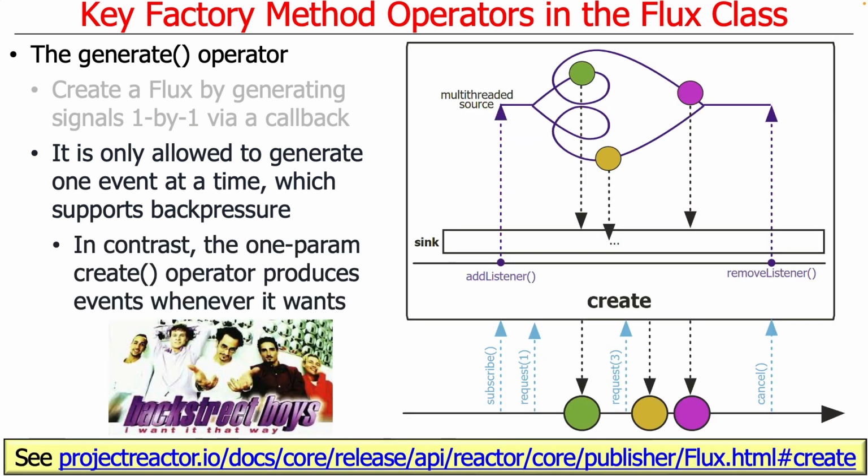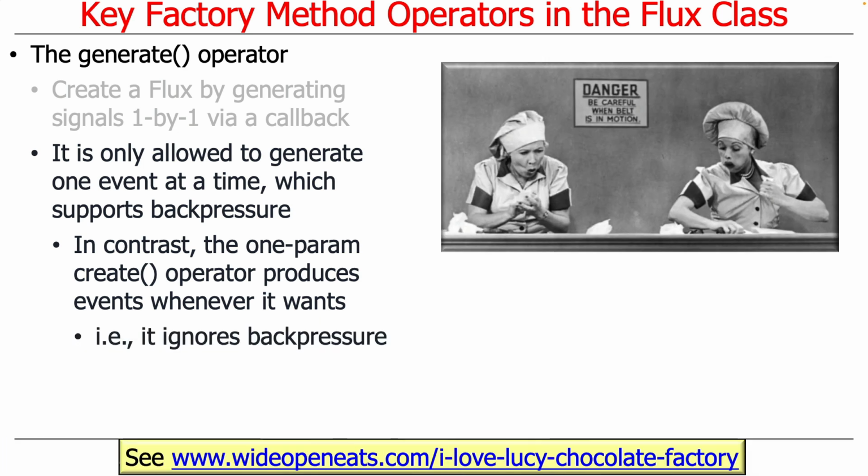In contrast, the one parameter create operator, which we've talked about earlier, I think that was one of the most recent factory method operators we talked about, will produce events whenever it feels like. So it wants it the way it wants it, and that's just tough luck if you don't want to handle all those events coming at you as quickly as possible. In other words, the one param create operator produces events when it wants to by ignoring back pressure. There's no back pressure, whereas the generate method will generate them one at a time, giving a chance for it to be processed before the next one is generated.